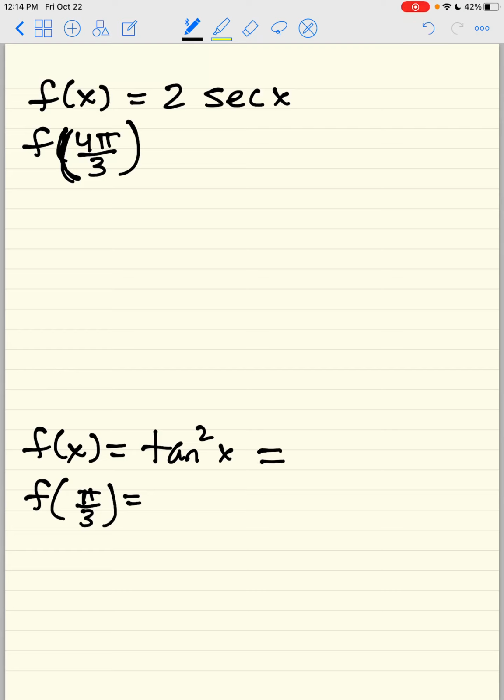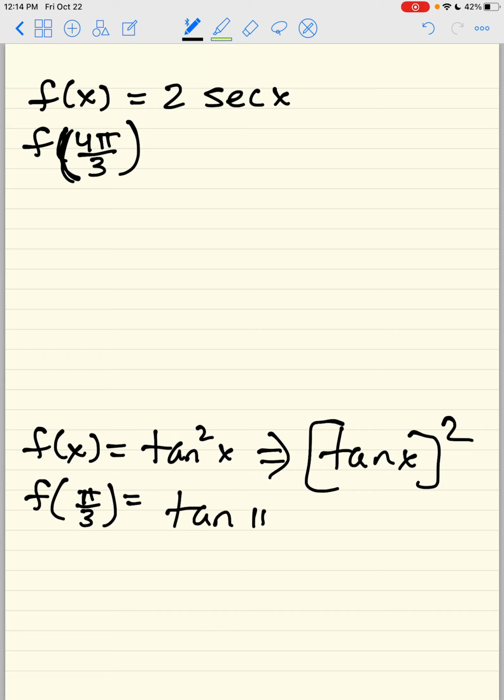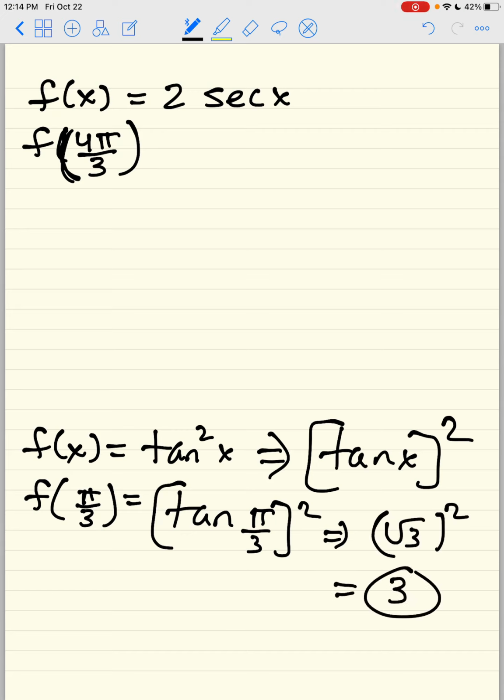If you want to do this tan squared one, we could. Let's just do this. We're going to first rewrite this. And then tan of 60 degrees. Tan of 60 is square root of 3. Square root of 3 squared is just 3. That's pretty much how you do this video. I hope it was helpful.